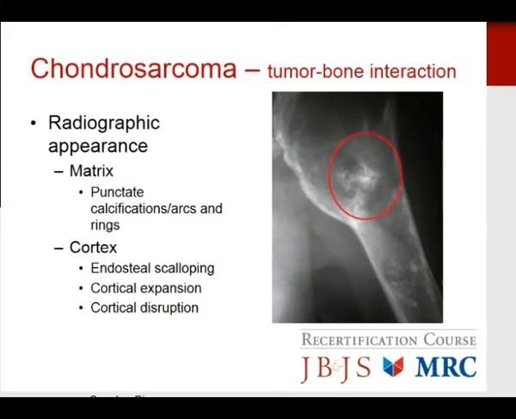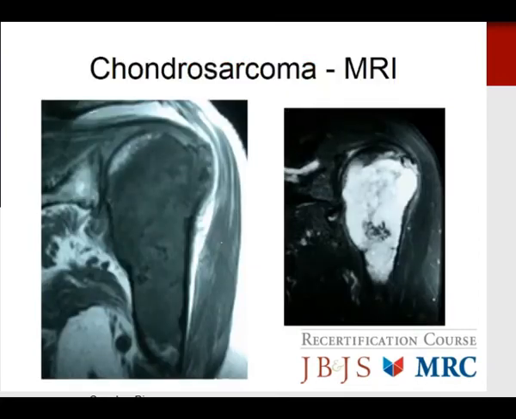The matrix itself is the arcs and rings of punctate calcifications. We see the endosteal scalloping erosions, as the blue arrow shows, and then the overall architecture of the bone is abnormal. If you put your finger over the cartilage matrix circled in red, the overall architecture of the bone itself is abnormal. When we look at the MRI scan image, you can see this abnormal architecture again. The lesion is dark on T1, very bright on T2 imaging, and has this lobular appearance to it, which is very characteristic for a chondrosarcoma.